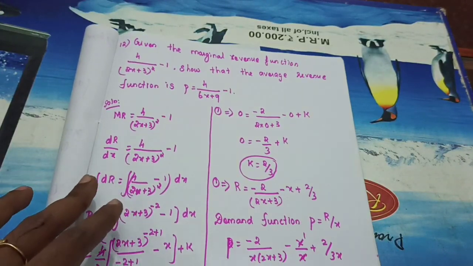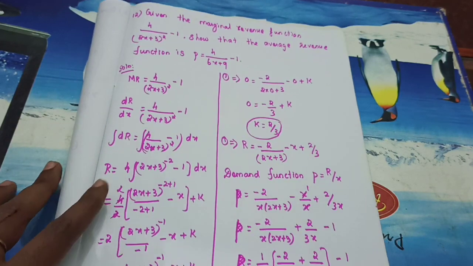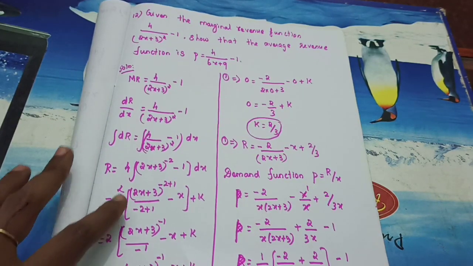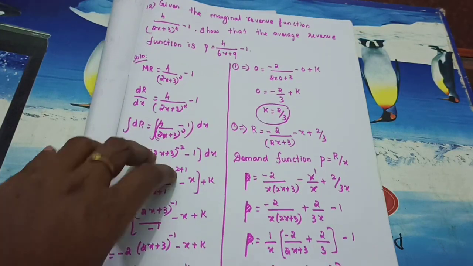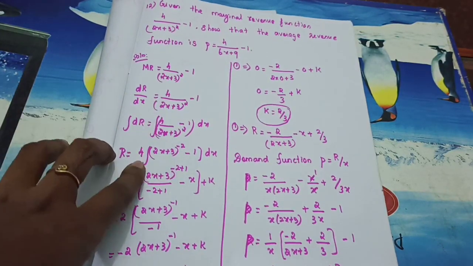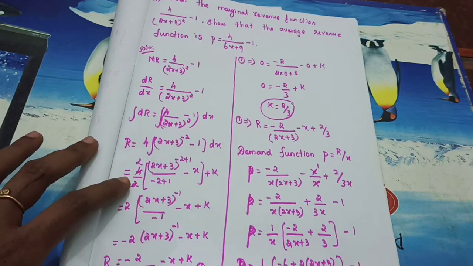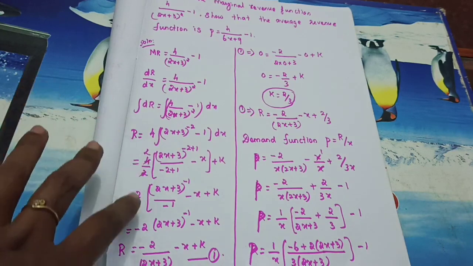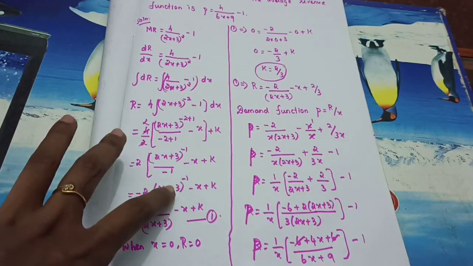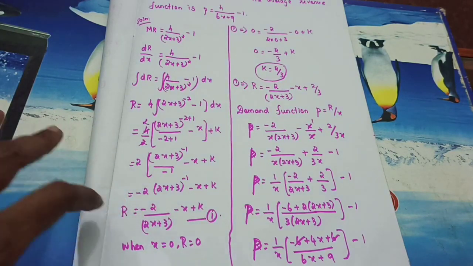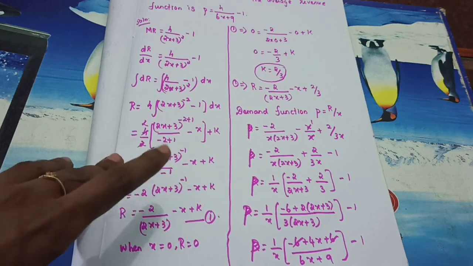So MR is given. So dr by dx, integrate on both sides. So you will get the r value. R is equal to, here you need to be very careful. For any coefficient of x, you need to divide by the coefficient. So here 2 is the coefficient, so you need to divide by the coefficient. So afterwards cancelled. Here it is minus 1. This minus you can bring it here. It is whole power minus 1. You can bring this to numerator. X is equal to 0, R is equal to 0.